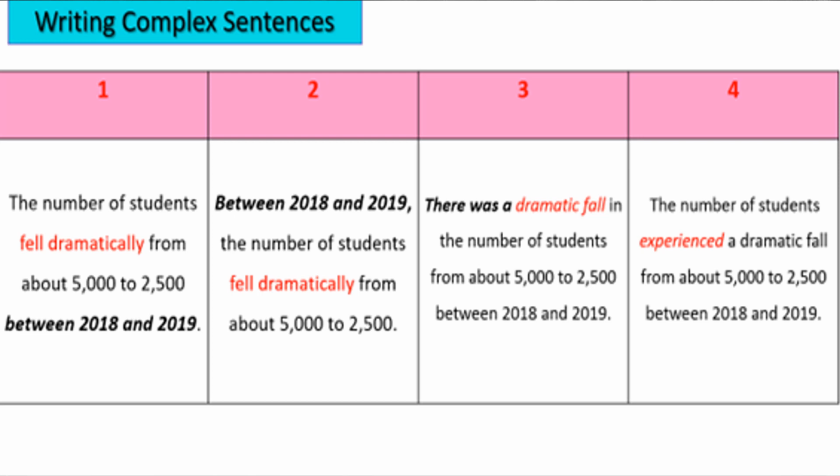The last one also, you will start with the title or the subject, which is the number of students, then experienced, showed, demonstrated, illustrated, verbs like that you can use here. Then add an article, adjective, noun, then specific number and date. I hope it is clear for you.